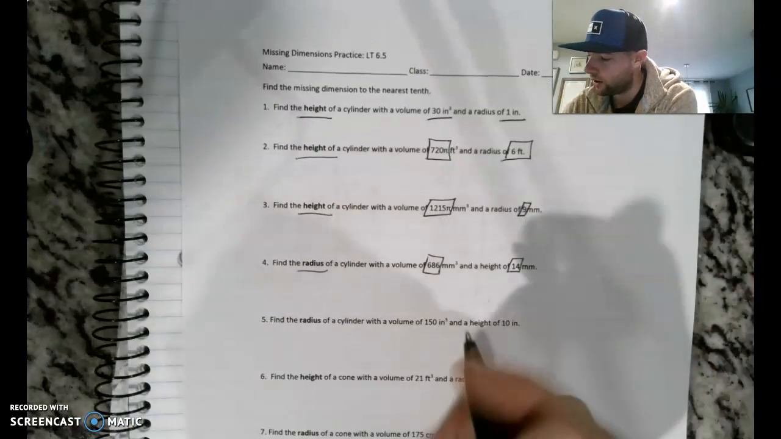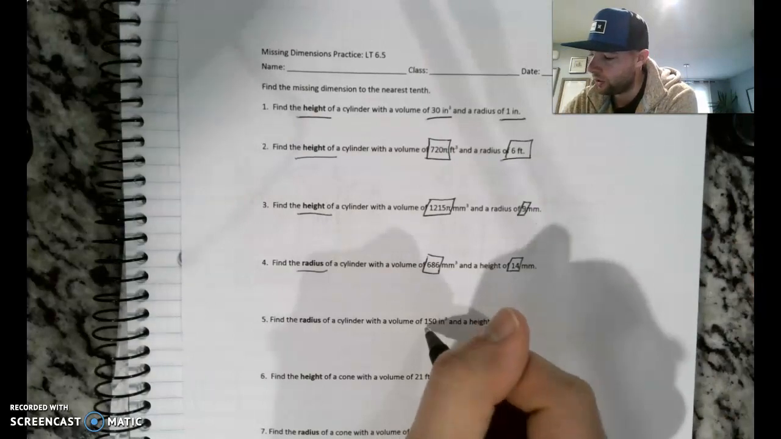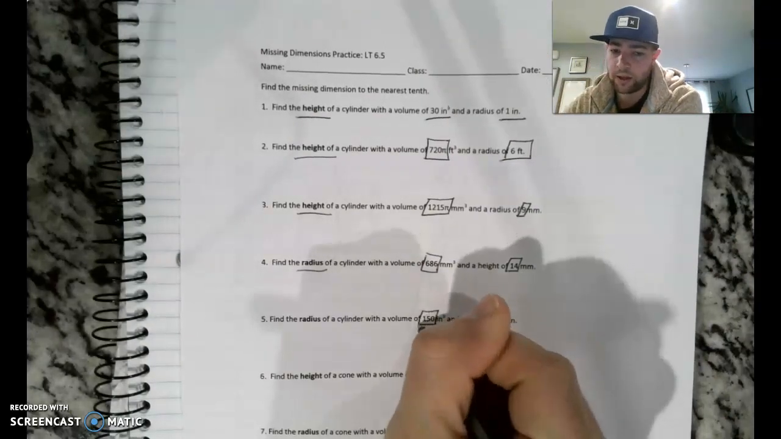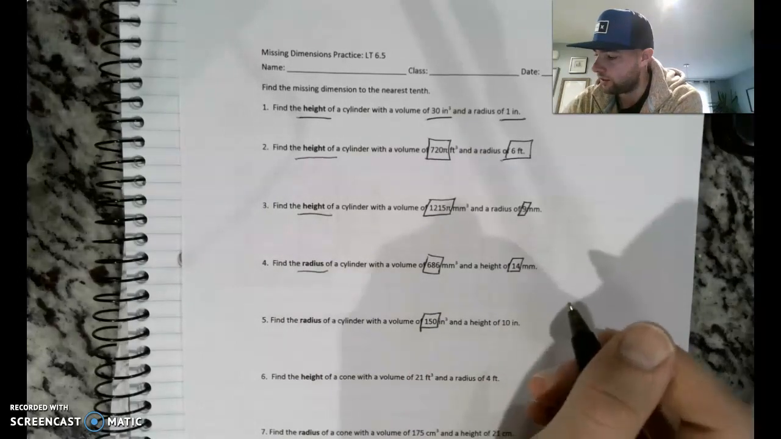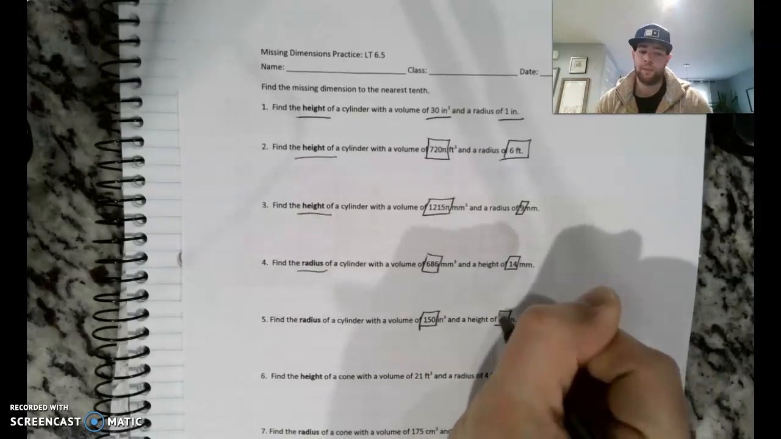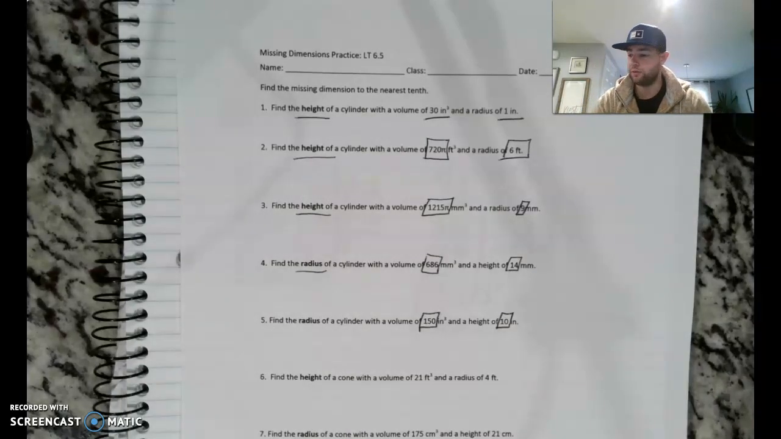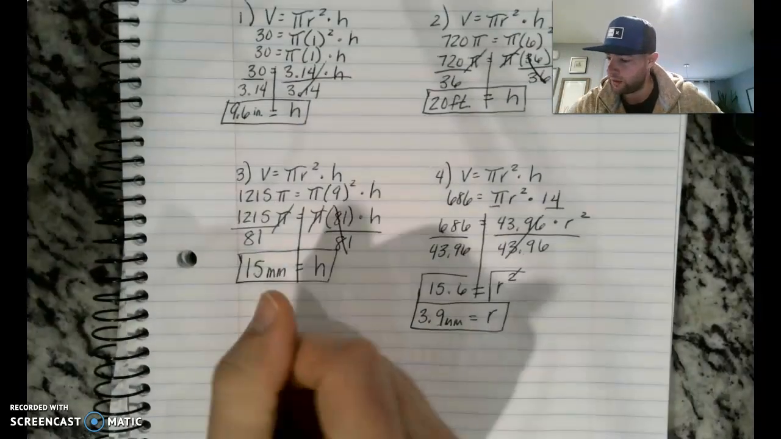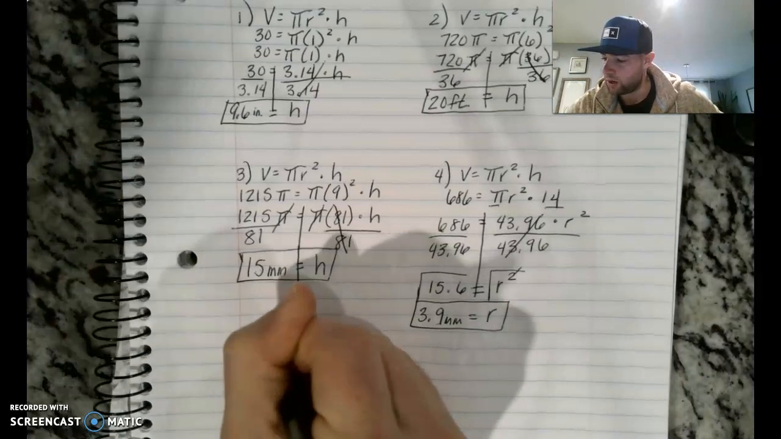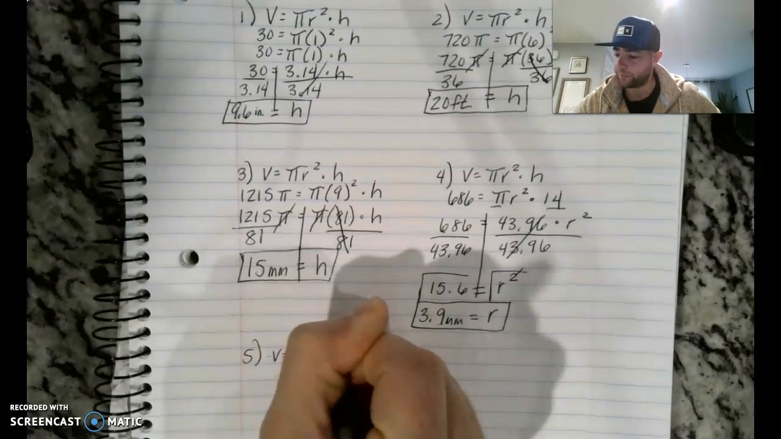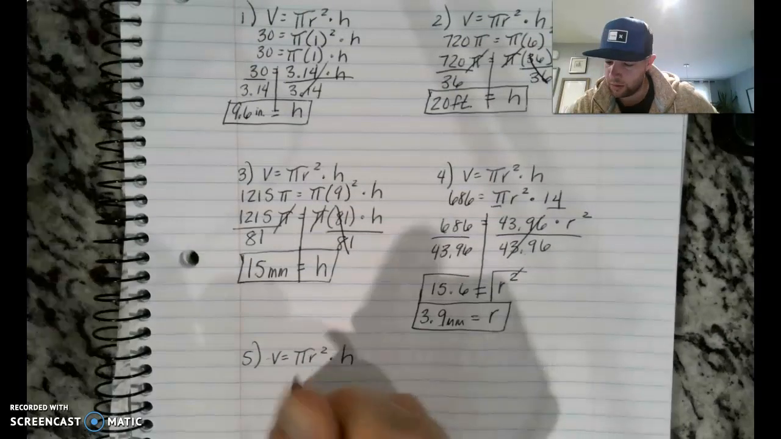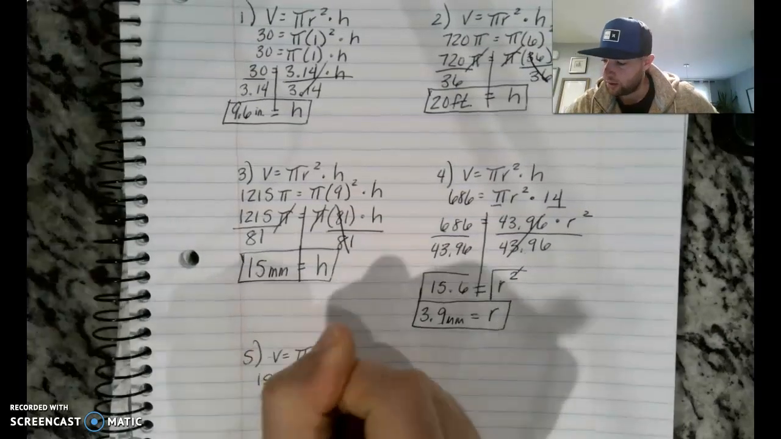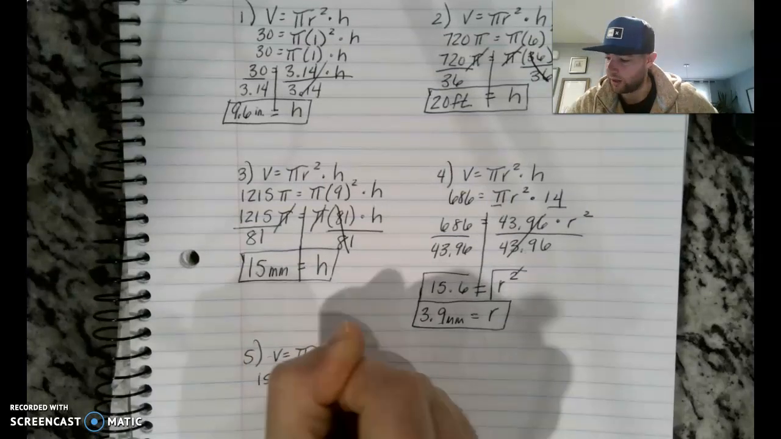Again, it says find the radius of a cylinder with a volume of 150. Notice I do not have pi connected to that volume, so it is not in terms of pi. And they give us a height of 10 inches is our units this time. So again, I'm just going to write my formula for number 5. Volume equals pi r squared times the height. I'm replacing my volume with 150 equals pi times radius squared times a height of 10.